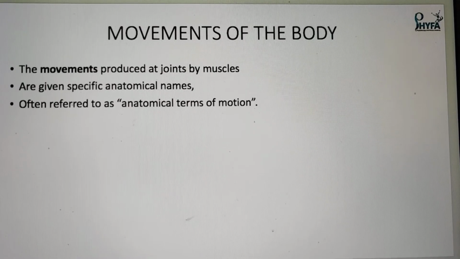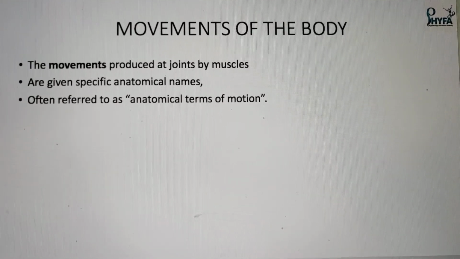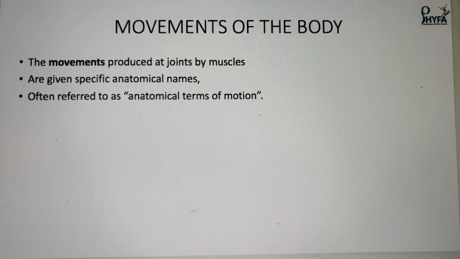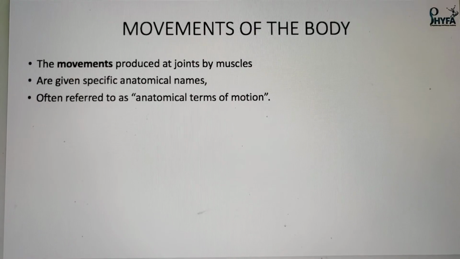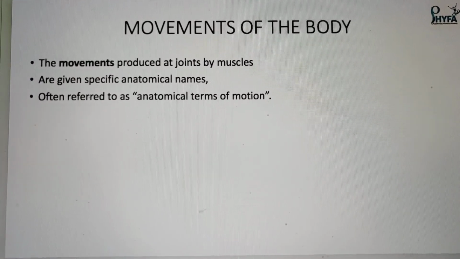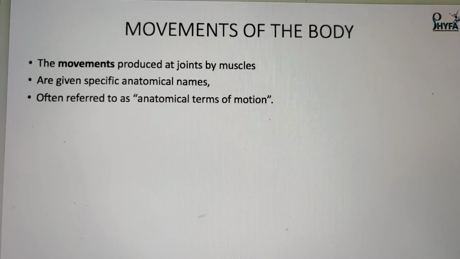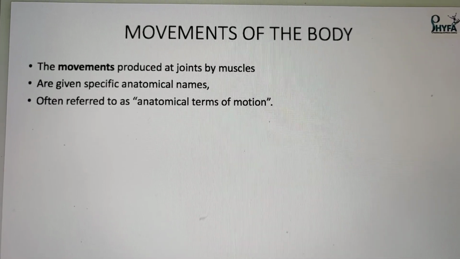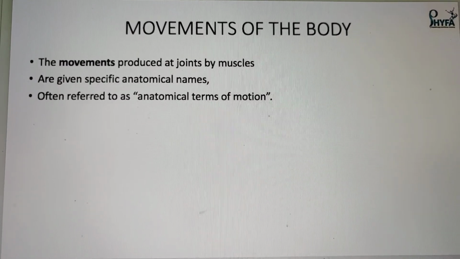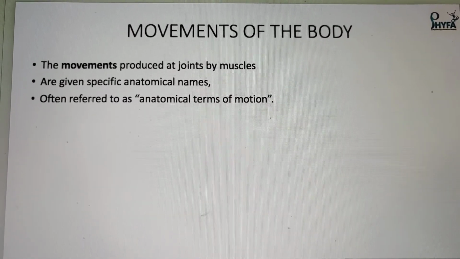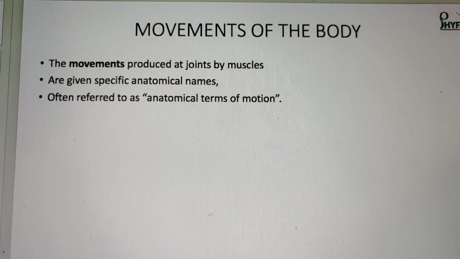Each and every movement of your body has been given a particular anatomical name. That specific anatomical name we are going to look at now. Often we call it anatomical terms of motion. As we saw before in directions, we usually make the assumption that the body is in the normal resting anatomical position, and joint movement occurs from this resting position and we name it. So let's start with this.